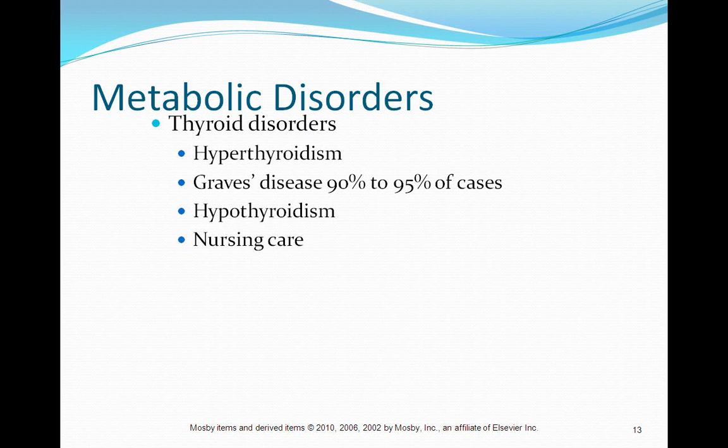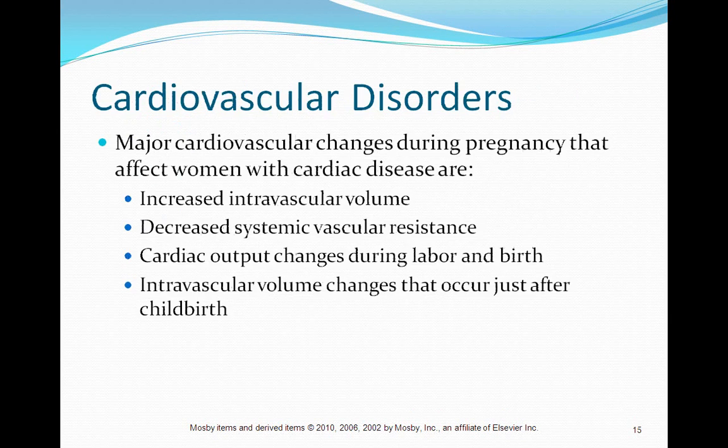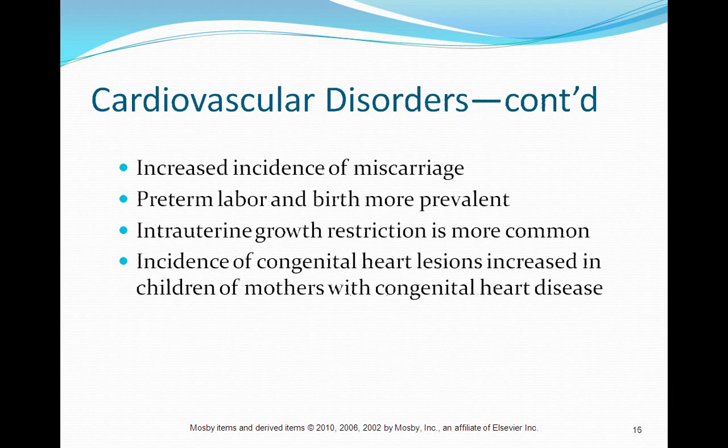We did not go over thyroid, however, just be aware, because people can have thyroid disease and become pregnant. Cardiovascular, remember you have increase in intravascular volume, decreased systemic vascular resistance, so you shouldn't have much resistance, so you have more volume. Cardiac output changes during labor and birth, intravascular volume changes that occur just after birth.